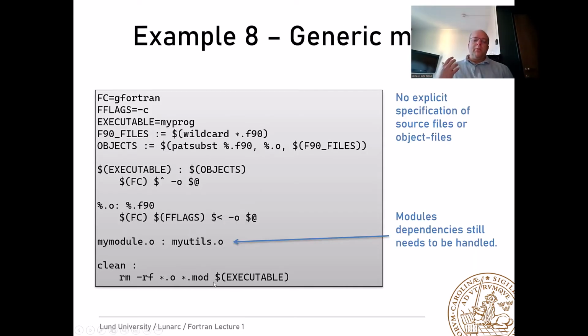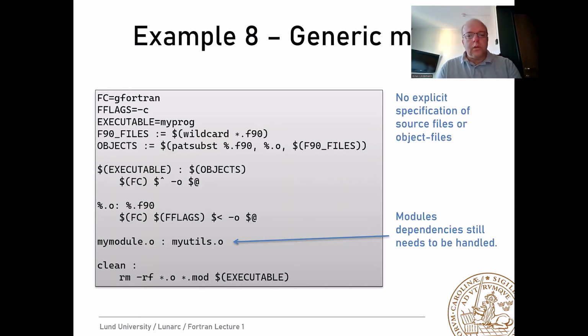We still have to care about the dependency of the modules, but now we only have one line here. So the module depends on myutils.o. We still need that to solve the Fortran module dependency issue. But now it's a simple line that tells Make that my module depends on myutils.o. There's no need to do anything else.